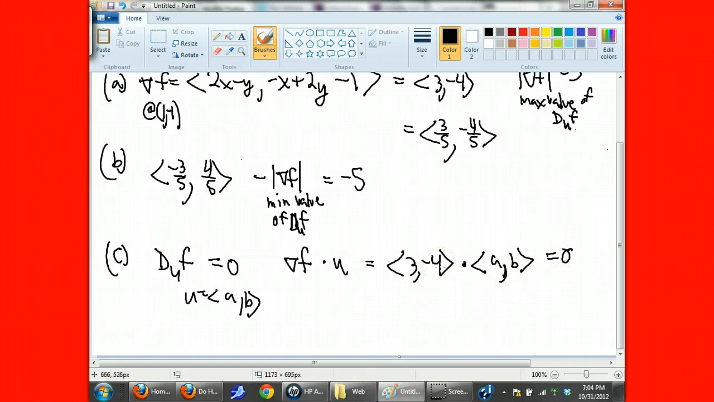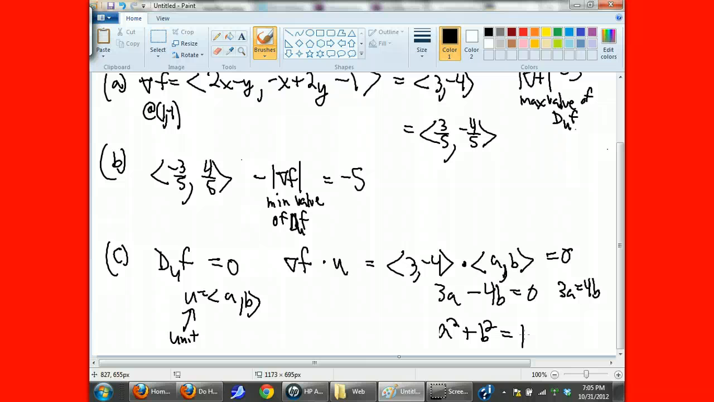But that only gives us one equation on A and B. It just tells us that 3A minus 4B is 0, or that A is 4/3 of B, or 3A is 4B. That's not enough. And we just take the hidden fact that U has to be a unit vector to get us the other relationship: A squared plus B squared has to be 1. Take these two facts together, and you'll be able to chase down what A and B are.